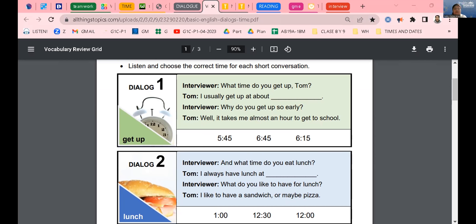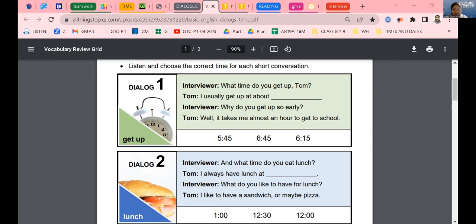Okay, let's see. Daniel, what time do you get up, Daniel? I usually get up at about 5:45. Okay, why do you get up so early? Well, it takes me almost an hour to get to work. Okay, excellent. Fernando, what time do you get up? I usually get up about 6:15. Mm-hmm. 6:15.